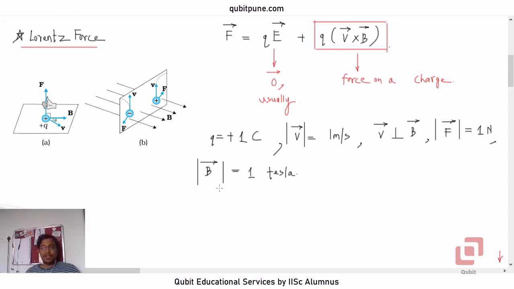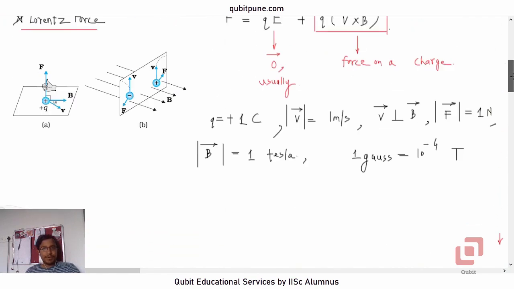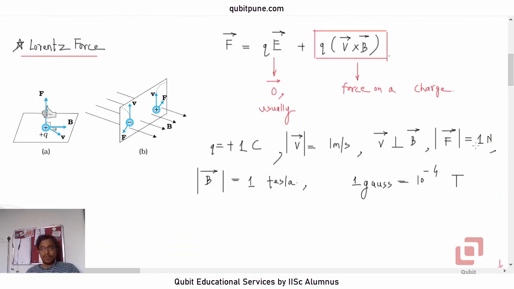So the SI unit of magnetic field is Tesla, and the CGS or non-SI unit is Gauss. So 1 Gauss is 10 raised to negative 4 Tesla. This is the non-SI unit of magnetic field. Fine, so we have defined how strong 1 Tesla is.